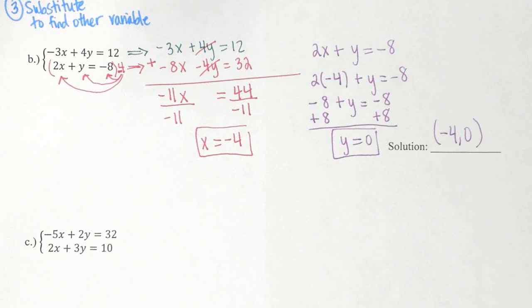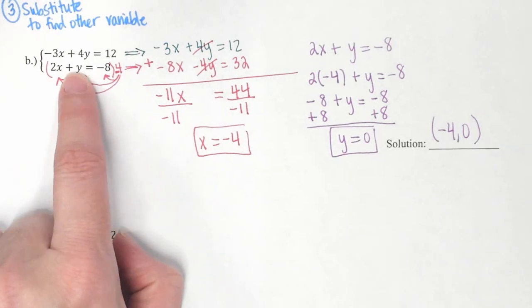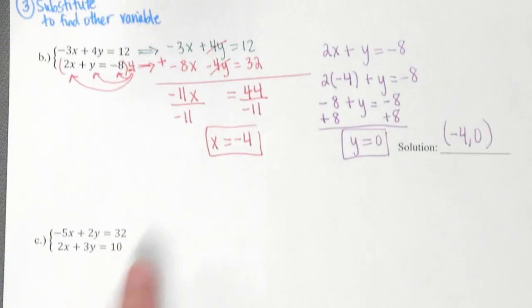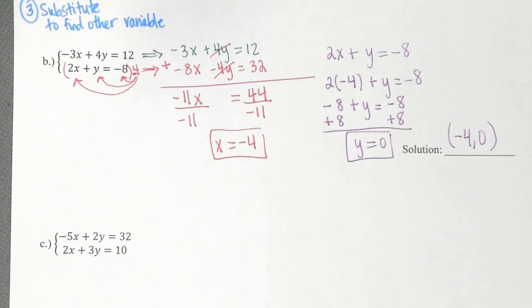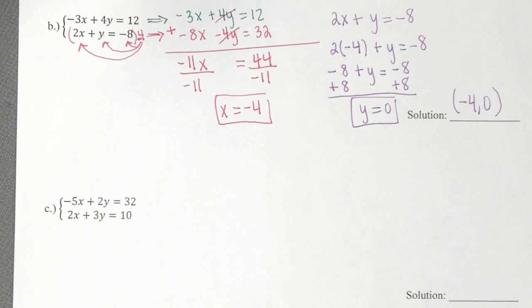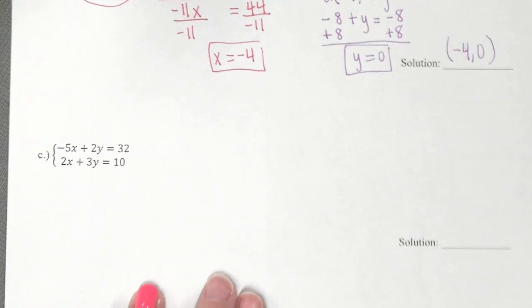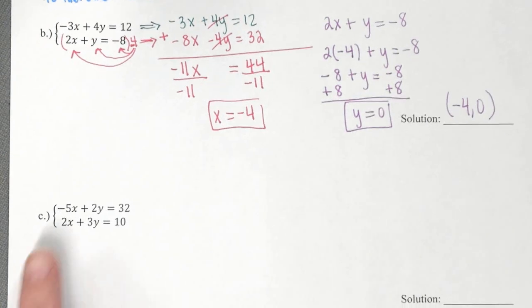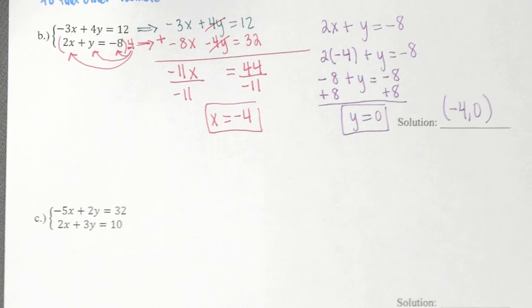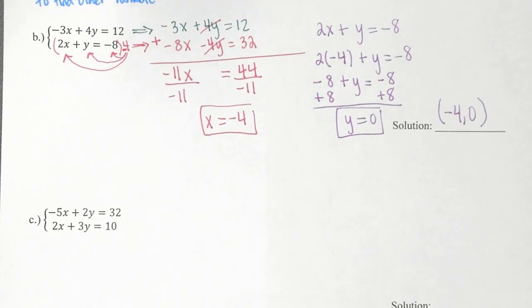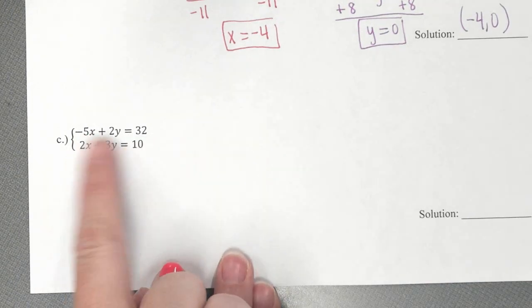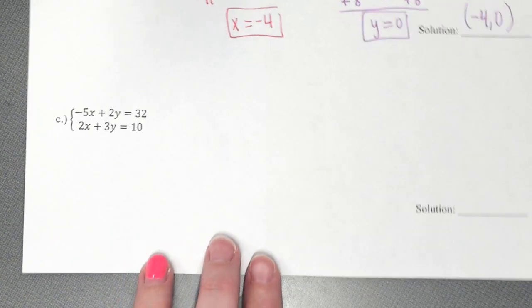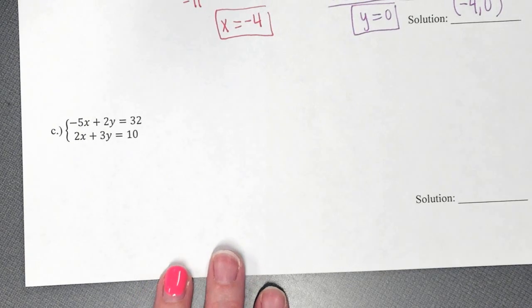Okay, now for a and b, we only had to multiply one equation because we were always able to find something that had a 1 in front of it. But look at c. Do we have a 1 in front of any of the variables? Nope. Okay, so when you're doing C, you are going to have to multiply both of them. So you can choose your x's or your y's.